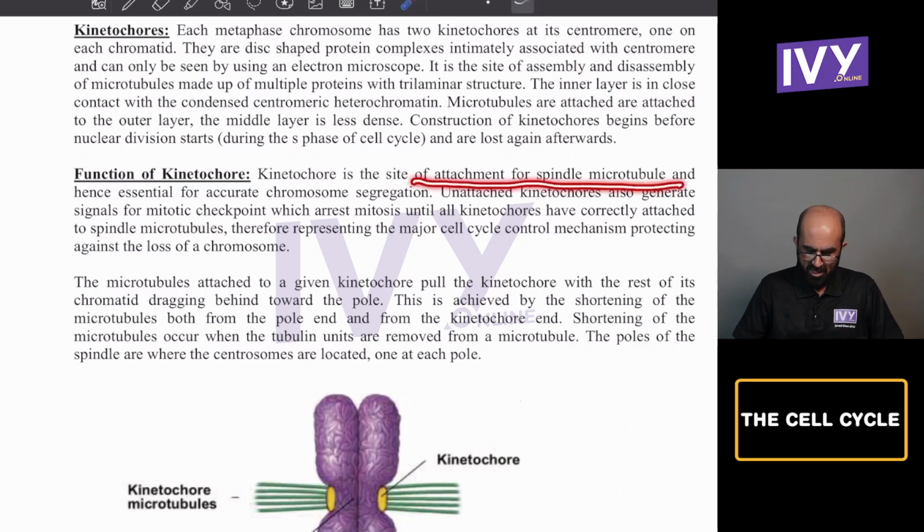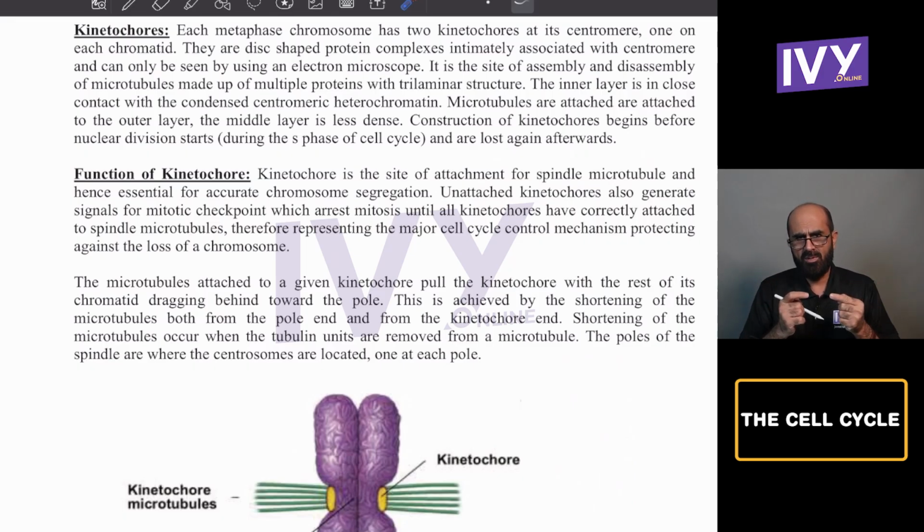The kinetochore is the site of attachment of the spindle microtubule and hence essential for accurate chromosome segregation. Segregation means separation. Unattached kinetochores also generate a signal for the mitotic checkpoint, which arrests mitosis. That's a very important point. Whenever we discuss the checkpoint, I told you that there is an M checkpoint. The M checkpoint works at the end of metaphase, and it's a signaling protein which gives the signal that all the chromosomes have been attached to the spindle fiber, and the spindle fiber is in accurate form, and now you can proceed with the cell division, the nuclear division, and the chromosomes will be split.